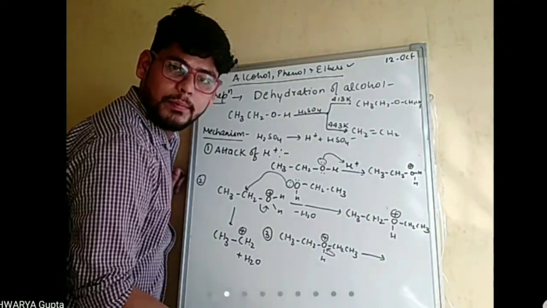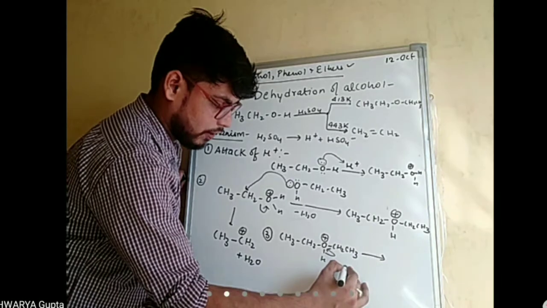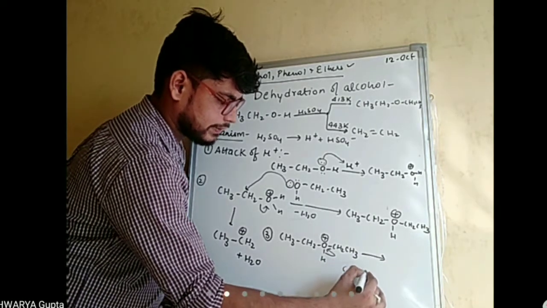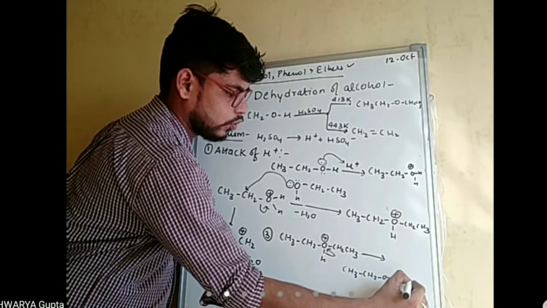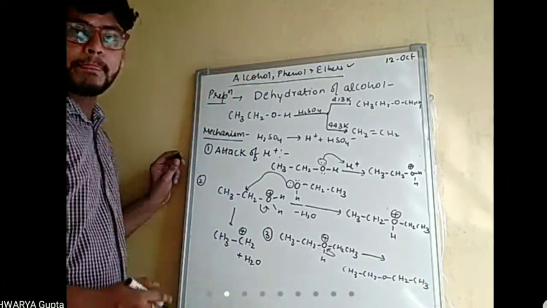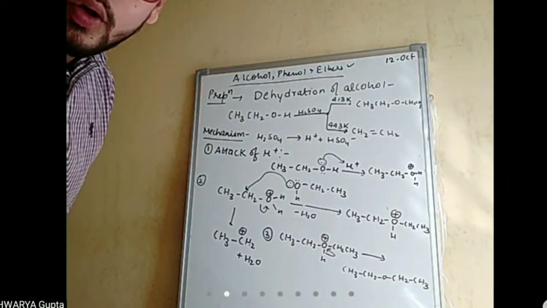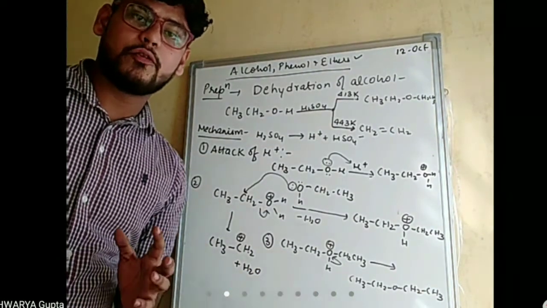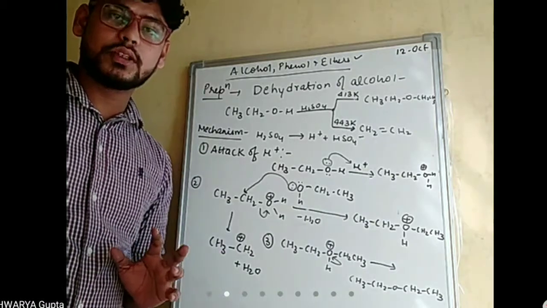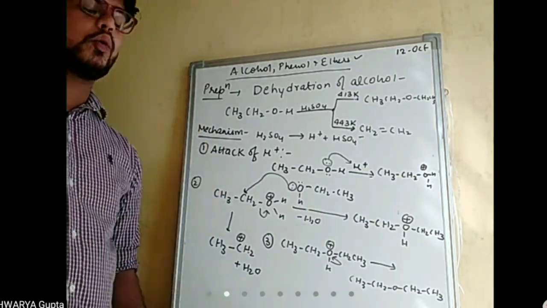This hydrogen will be removed, and the product that will be formed is CH3CH2OCH2CH3. Okay, this is the mechanism for the formation of ether molecules. Is it clear to everyone?